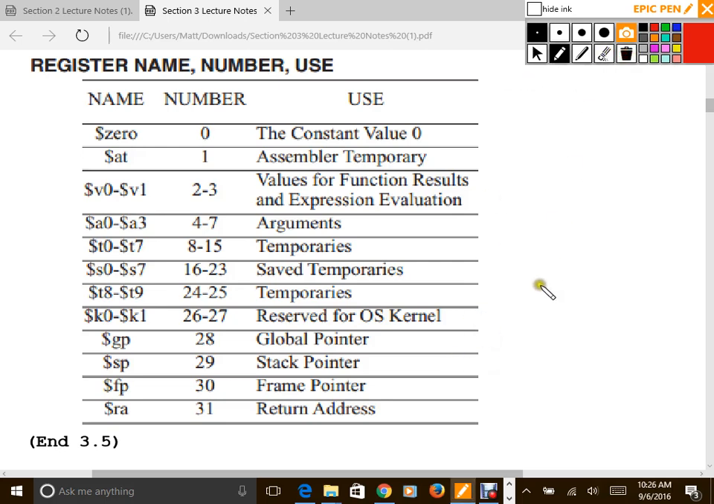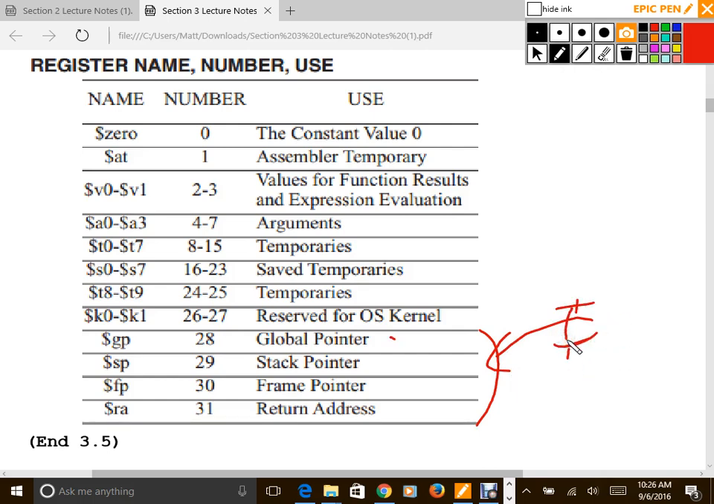And so, global pointer, stack pointer, frame pointer, return address. What's the computer organization course that you have to take in assembly language? You have to take that. By the time you're done with this course, you get to that course and go, yeah, I know all this stuff. We're good. But for right now, just believe me.